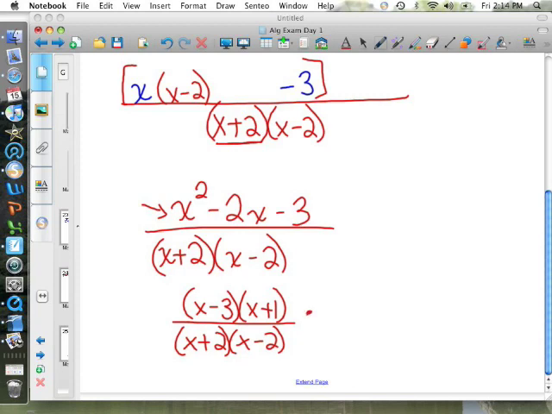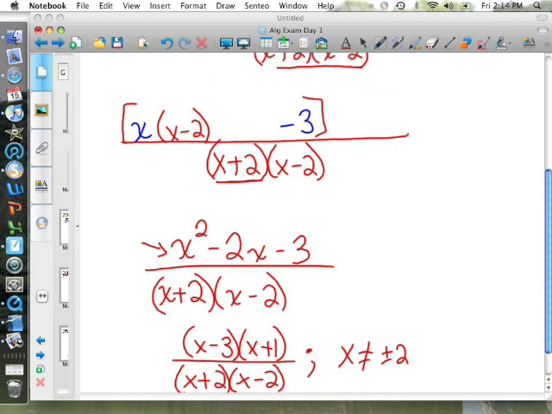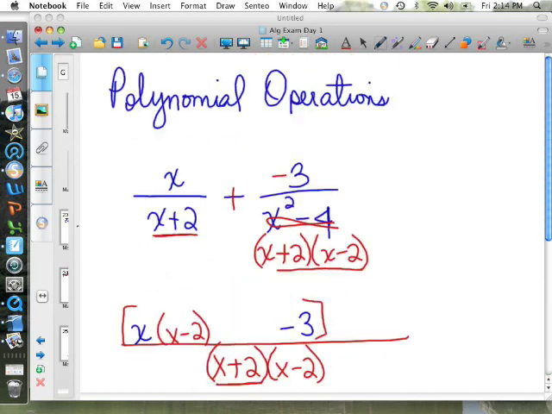And then anytime we have x's in the denominator of the fraction, we need to restrict them. Just put x cannot equal positive or negative 2, because it would cause you to have an undefined fraction. Easy one. Okay, now look, in this problem, we simply had two fractions that we were putting together.